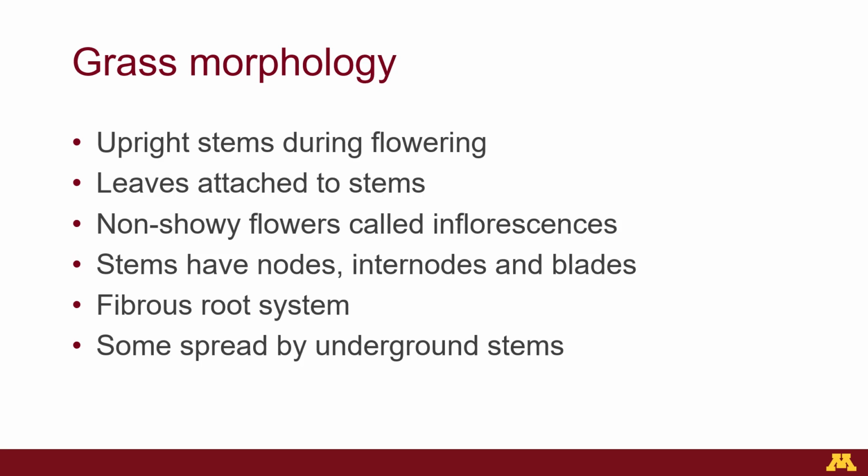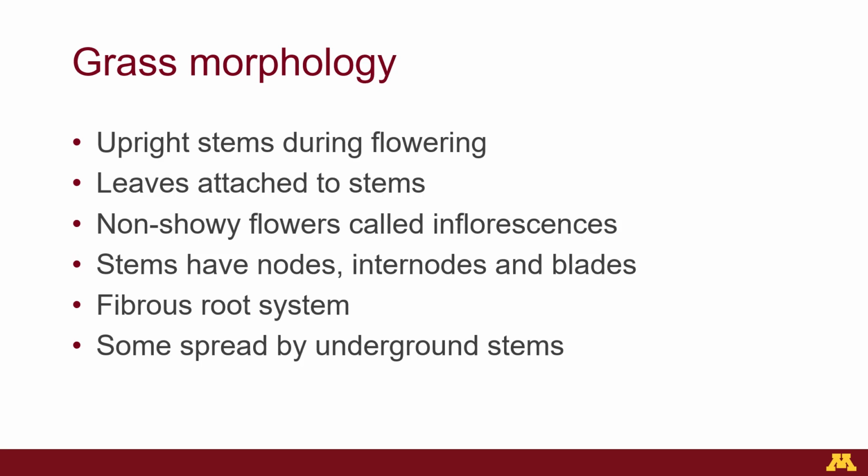Grasses are a widely distributed plant family. Within the family are included forage grasses, but also important grains like corn, wheat, and oat. Some general characteristics of grasses include upright stems during flowering, non-showy vegetative flowers, and a fibrous root system.